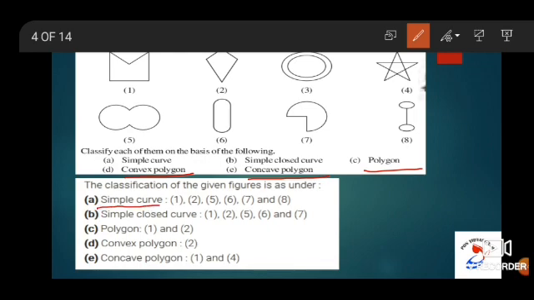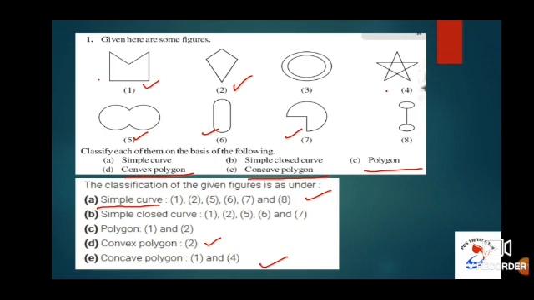Under simple curve, figure number 1, 2, 5, 6, 7 and 8 will come under simple curve. Under simple closed curve, 1, 2, 5, 6 and 7. All these are simple closed curves. And 1 and 2 are polygons. Figure number 2 is convex polygon. Figure number 1 and 4 are concave polygons. So by this, you should be familiar with what is a polygon, what is a convex polygon, what is a concave polygon, what is a simple curve and what is a simple closed curve.